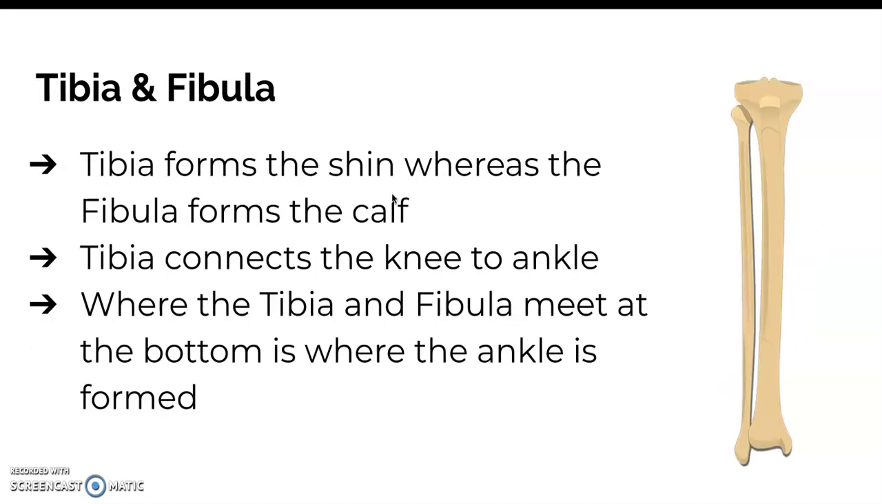The lower part of the leg is considered the tibia and the fibula. The tibia forms the shin, which is the front part of your leg, whereas the fibula forms the calf, which is the back part of your leg. The fibula connects the knee to the ankle, and the tibia and fibula meet at the bottom to form the ankle. The ankle is what will connect your foot and these bones together.